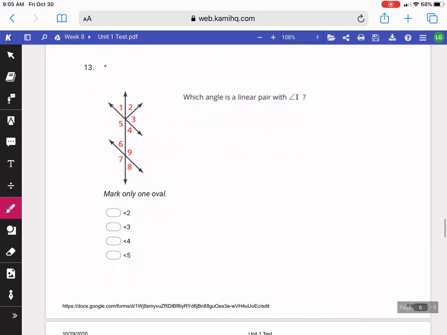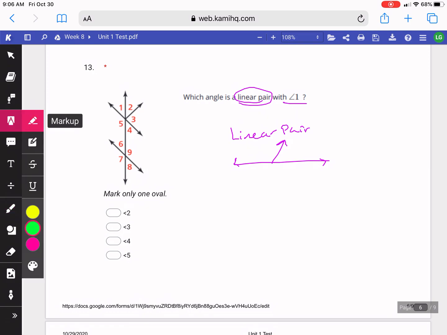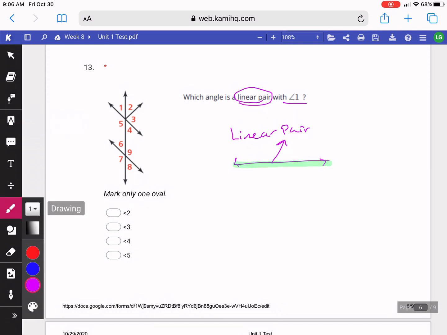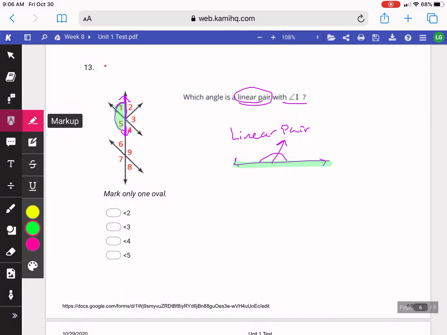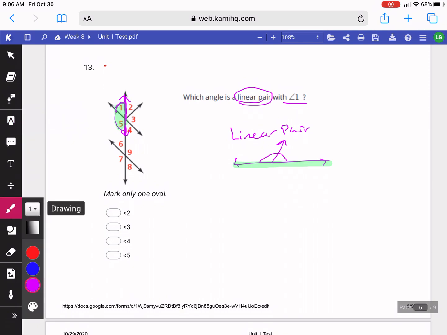Question 13 wants to know which angle is a linear pair with angle 1. Linear pairs are angles that, when they're next to each other, form a straight line. So we're going to look at angle 1. It's right here. That forms a straight line with angle 5. So angle 1 and angle 5 form a linear pair. Our correct answer here is angle 5.